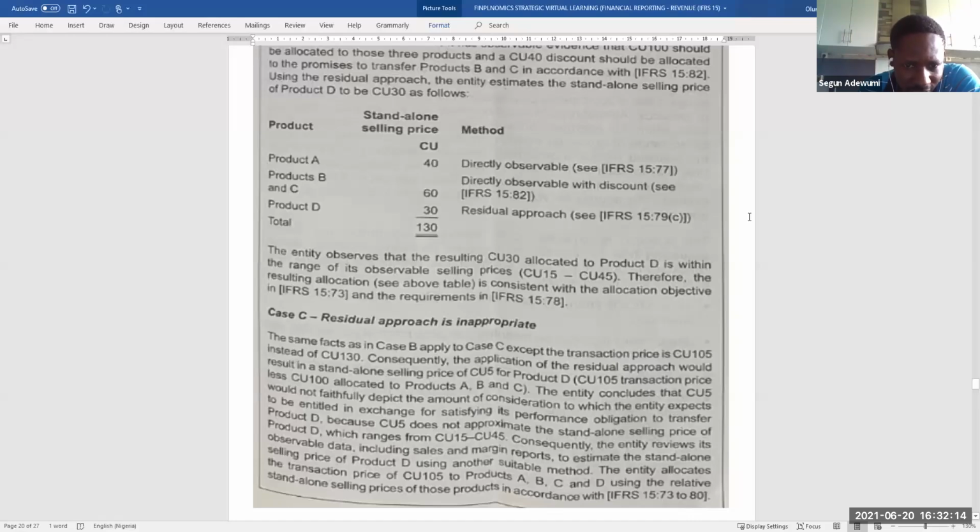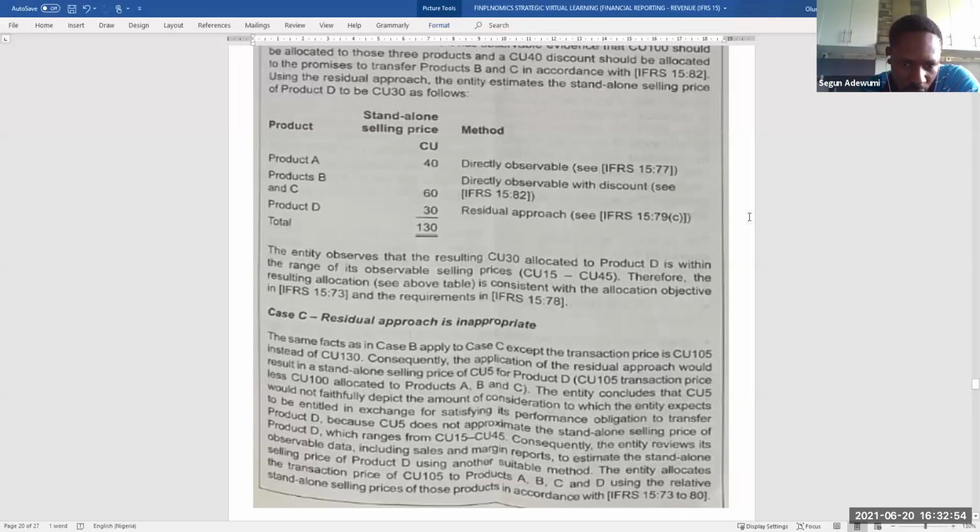The same facts as in case B apply to case C, except the transaction price is 105 CU instead of 130 CU. Consequently, the application of the residual approach would result in a standalone selling price of 5 CU for product D: 105 CU transaction price less 100 CU allocated to products A, B, and C. The entity concludes that 5 CU would not faithfully depict the amount of consideration to which the entity expects to be entitled in exchange for satisfying its performance obligation to transfer product D.